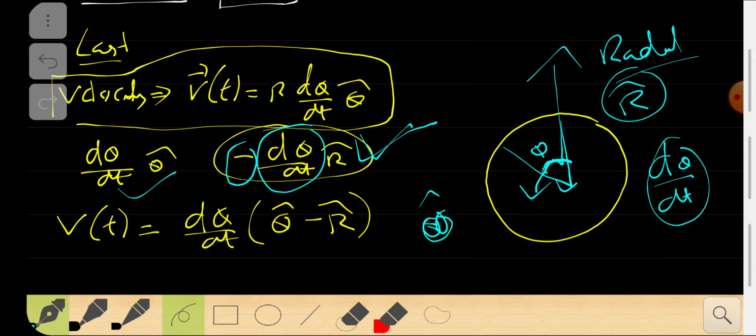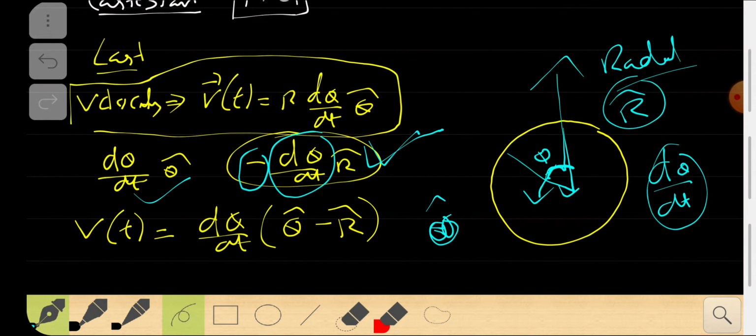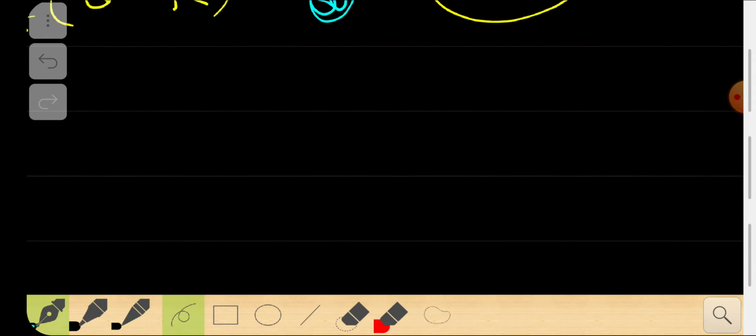So it is very much compliant with the intuition that we have. If the radial component has to be dominant, then the theta component has to be smaller. So in other words, I want to make a point here.